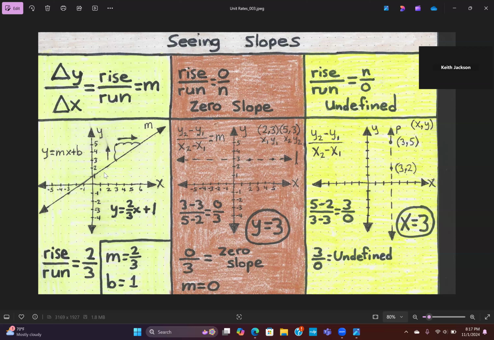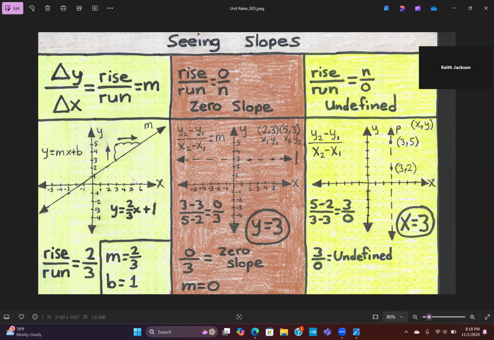And so when we do that, we can rise 1, 2, we can rise up 2 right here, and that will give us our numerator of 2. And then we can go over 3, 1, 2, 3, and we land right there. And guess what? We ran 3 to the right, and that will be our denominator. And so that will give us a slope of 2/3.